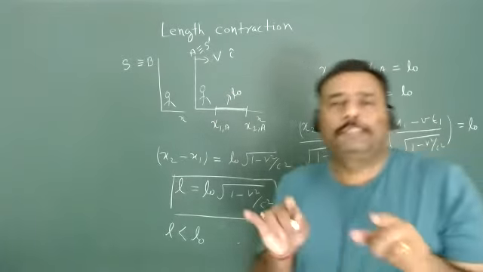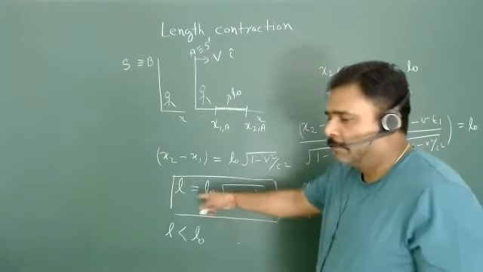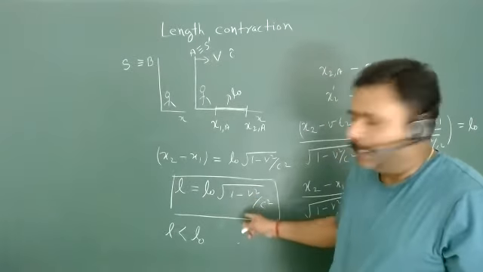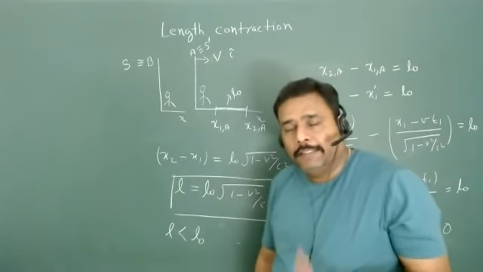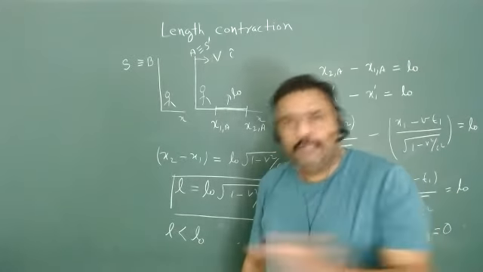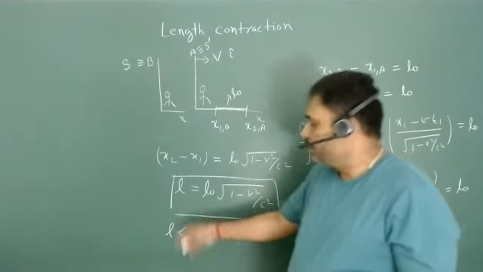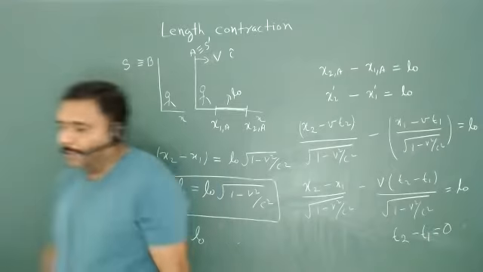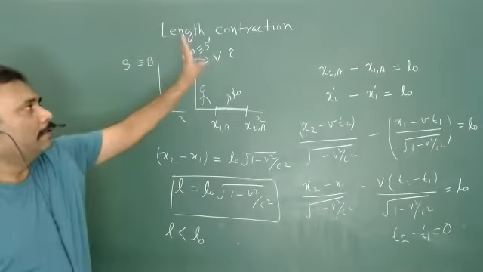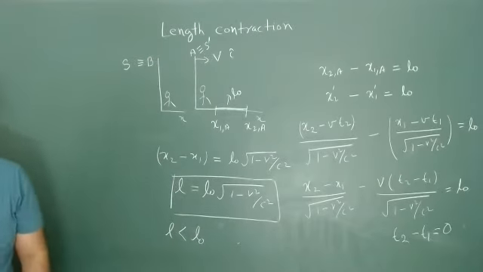And whatever the perception, you can measure it from this particular equation. And what is V? V is nothing but the relative speed between the rod and the observer. And yes, this is a very interesting phenomenon, very popularly known as length contraction. Okay. So if you have any doubt, you can raise the question.